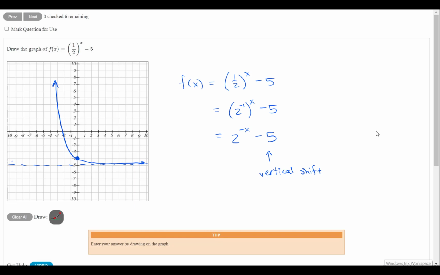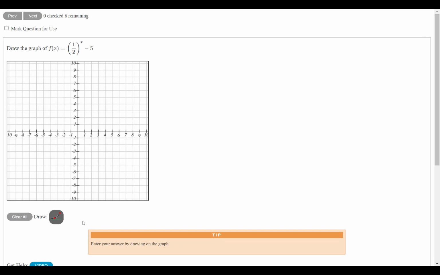Okay? So we just need to make sure we understand that that's the effect of this reflection. Okay? So to graph it online, just make sure your exponential function tool is selected. Hover over the graph and choose where the horizontal asymptote would be at negative 5. Then pick the point 1 unit above the asymptote.